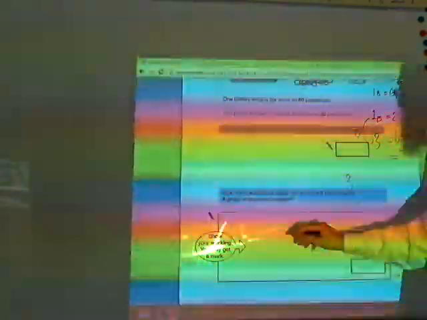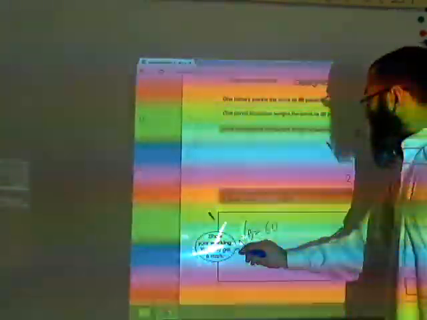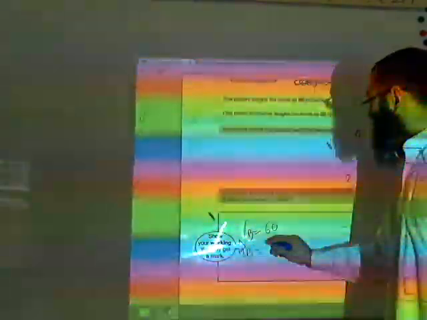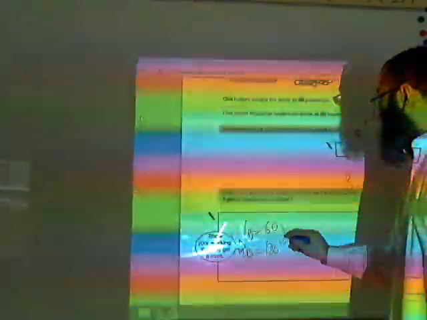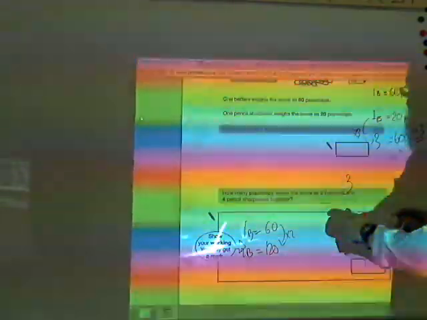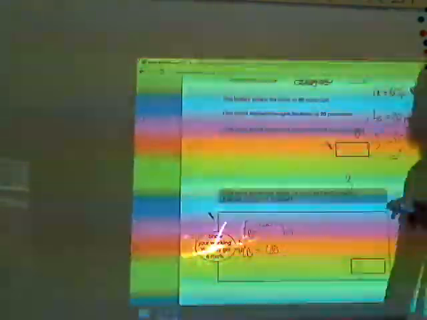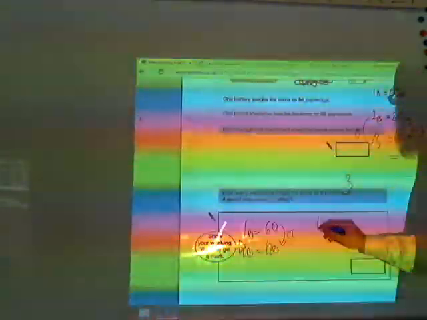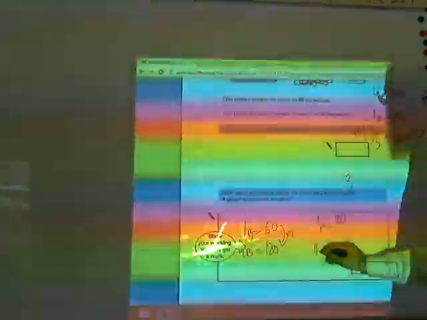Next question: how many paper clips weigh the same as 2 batteries and 4 pencil sharpeners together? Well, what is one battery? 60. So what's 2 batteries? 120, because we times by 2. Now we've got to work out 4 pencil sharpeners. Well, one pencil sharpener is 20. We need 4 of them.